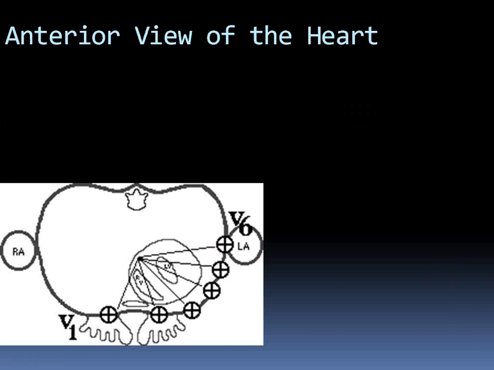Alright, so which leads tell us about which portions of the heart? These are the precordial leads. This is lead V1, V2, V3, V4, V5, and V6. The ventricle that we are concerned about the most is the left ventricle. The majority of myocardial infarctions happen in the left ventricle. Very few, if at all, happen in the right ventricle.